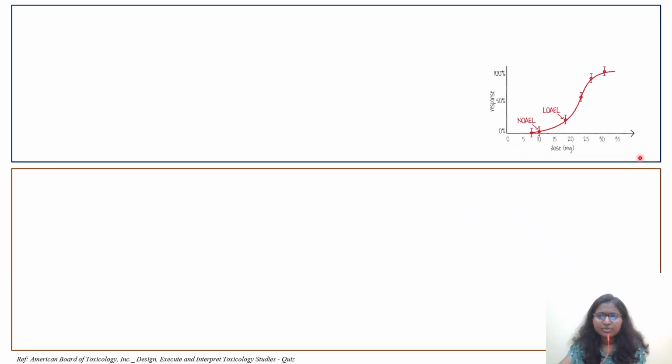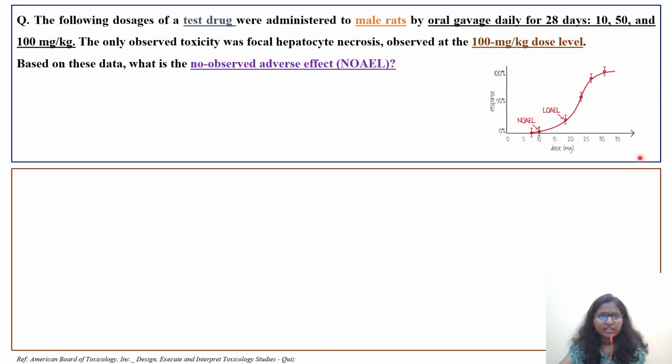Okay, the next question is something related to NOAEL. Let's see what question we have. The following dosages of a test drug were administered to male rats by oral gavage daily for 28 days. So this is a 28-day repeat dose toxicology study, and that too in male rats, not female rats. So the doses were 10, 50 and 100. The only observed toxicity was focal hepatocyte necrosis. So remember, this is something related to liver cells.